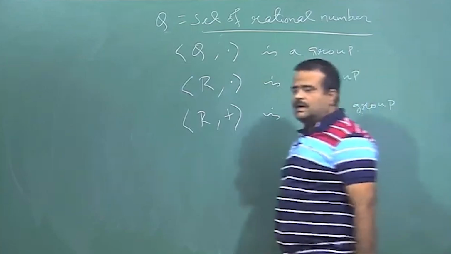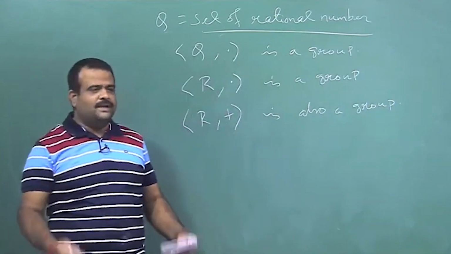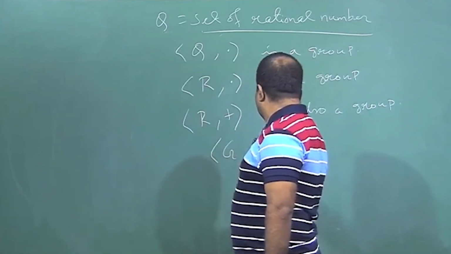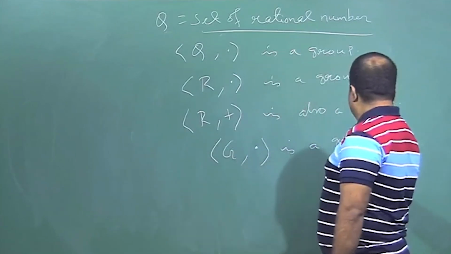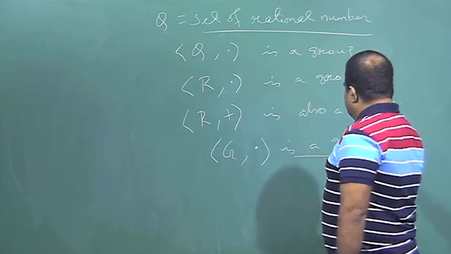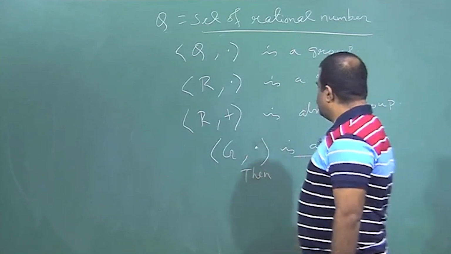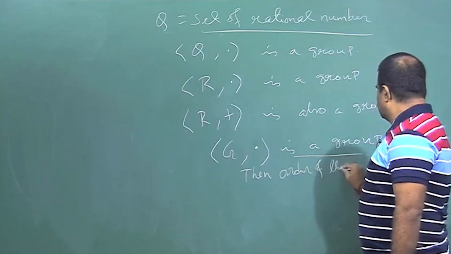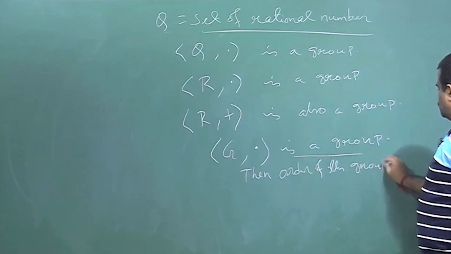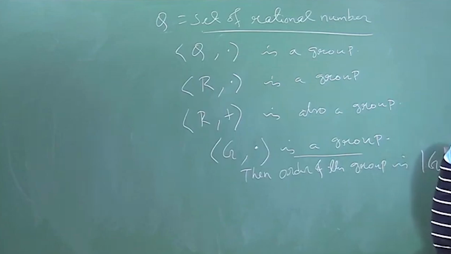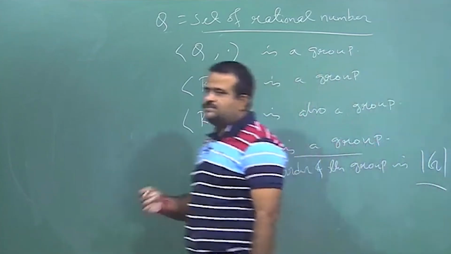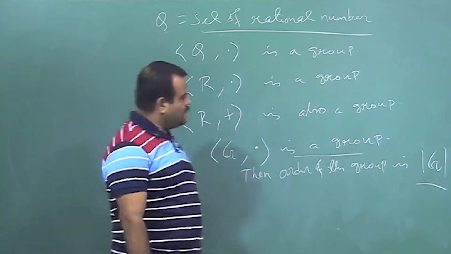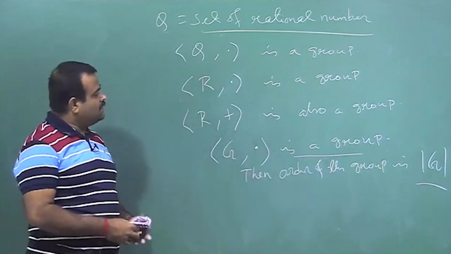These are all infinite groups. The order of a group is basically this: suppose G is a group, then the order of this group is the cardinality of this set, the size of this set. If it is finite, then it is called a finite group. If it is infinite, then it is called an infinite group.